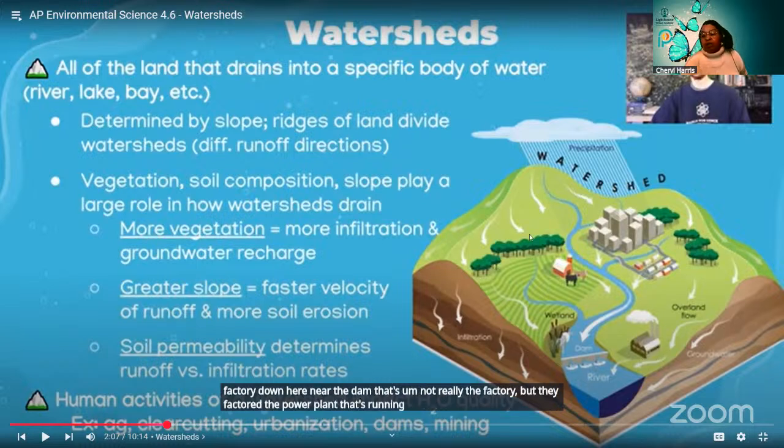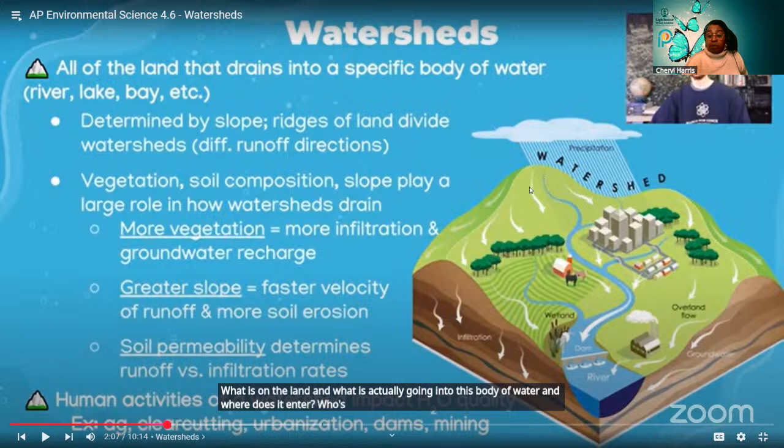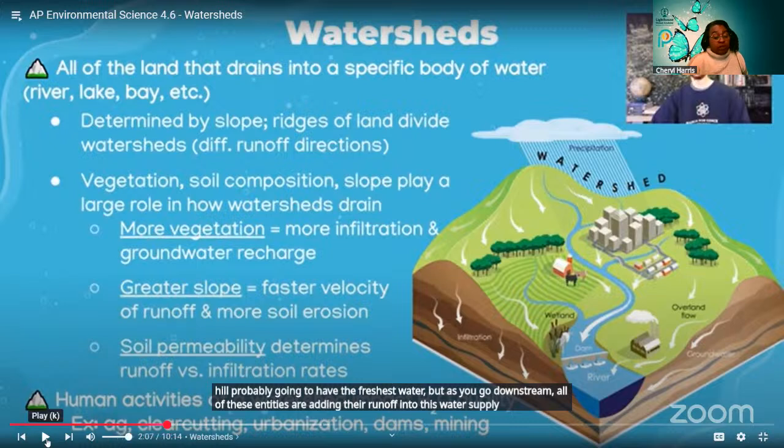So all of these things you have to be aware of when you look at what is on the land and what is actually going into this body of water, and where does it enter? The people up here on the top of the hill are probably going to have the freshest water, but as you go downstream, all of these entities are adding their runoff into this water supply. So you need to keep that in mind when you're looking at that question.